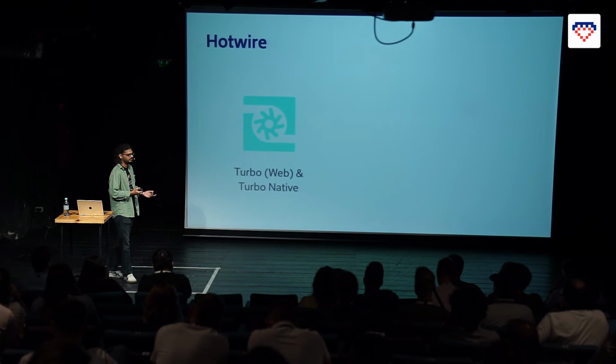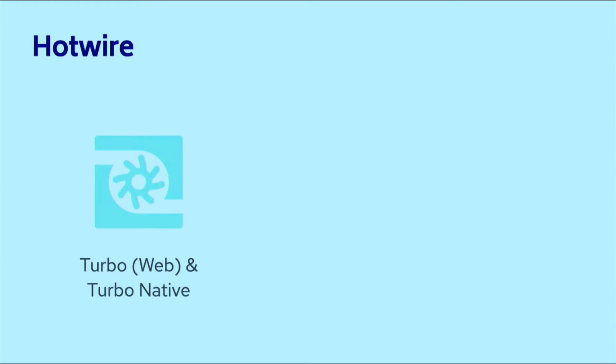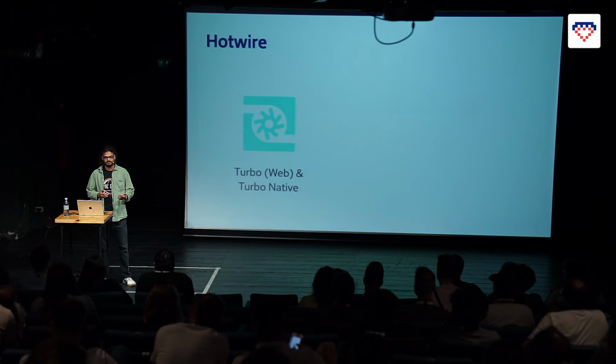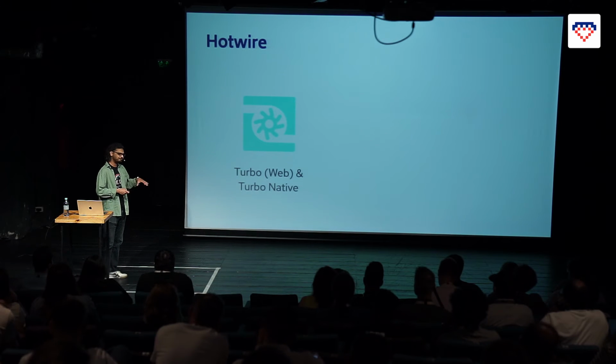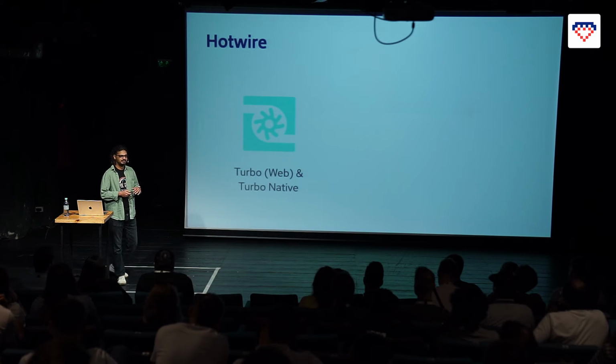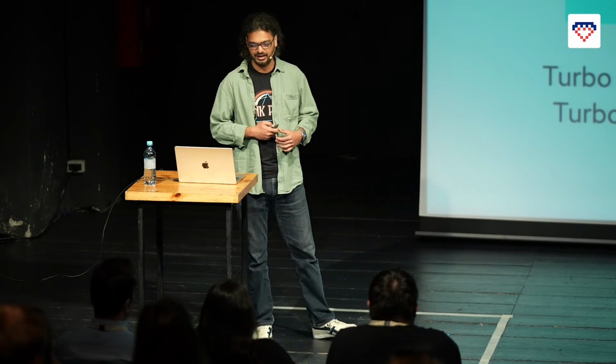The first part is Turbo, which is a successor to Turbo Links, which if you've worked with Rails for any number of years, you might be familiar with. Turbo Native is kind of part of that umbrella. It extends Turbo on the web, and we'll get into that a little bit later.